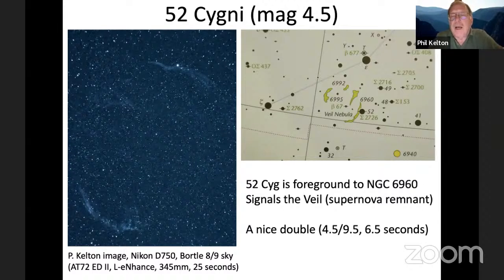So in the upper right, I have a little illustration from a star chart, and you can see 52 Sig in there as a double star, and the several obvious parts of the Veil Nebula, the supernova remnant that covers several degrees of sky.